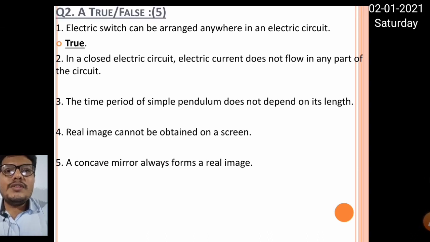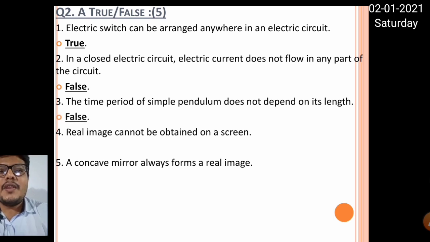Next one, in closed circuit, electric current does not flow in any part of the circuit. Closed circuit means when the switch is on. So when the switch is on, the current will flow. So the statement is false. See the next one, the time period of a simple pendulum does not depend on its length. So actually the time period depends on the length.